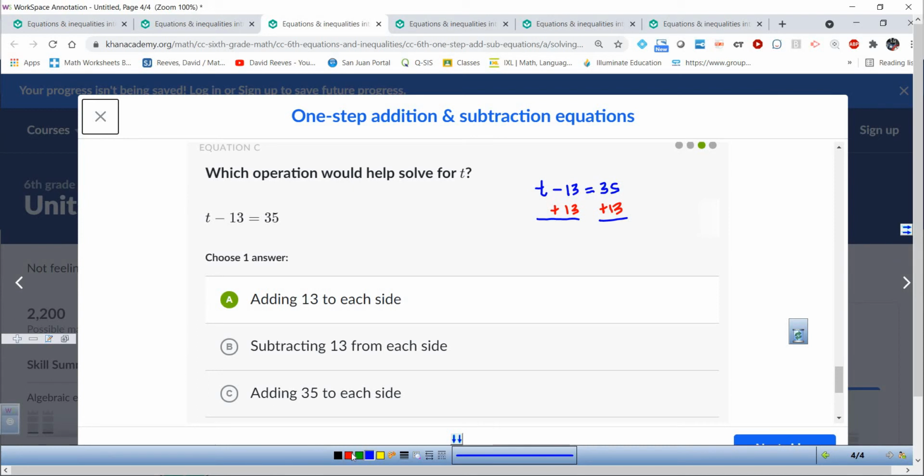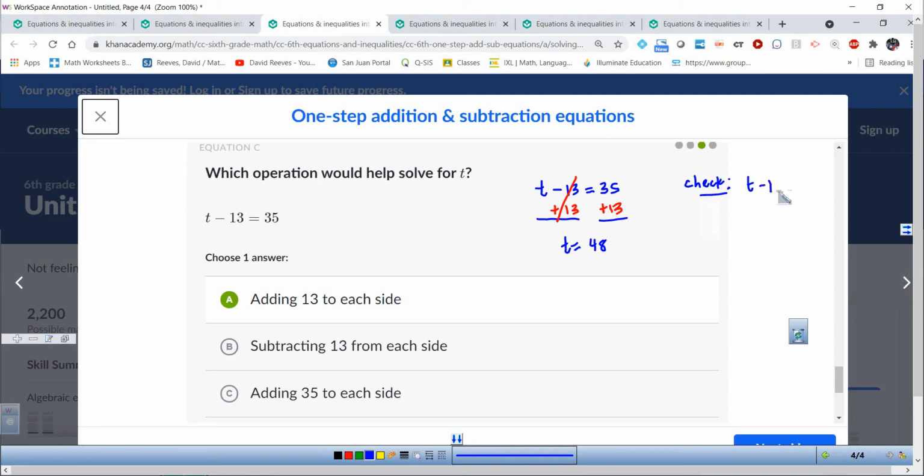That's going to get that t by itself. These undo each other, and what do I get? I get t is equal to, what's that? 48. All right, and then we're going to check our answer, aren't we?